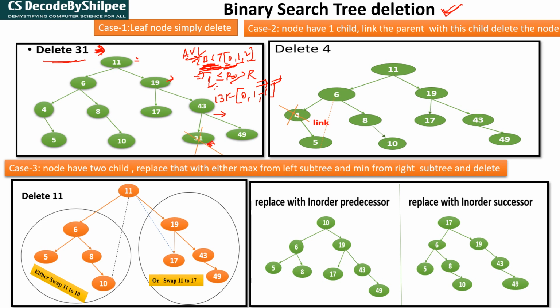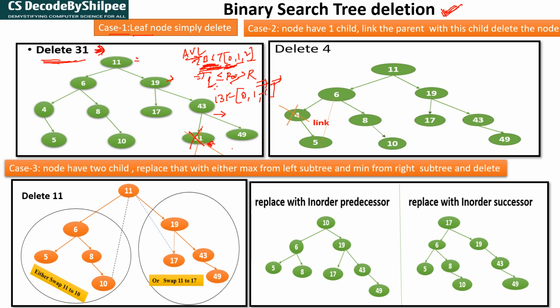Now you have reached 31, but what operation are you performing? You are performing a deletion operation. So what will you do? You have to perform delete. But how do you delete it? Because you are performing binary search tree deletion. Case 1 says that if it is a leaf node, meaning a node with 0 children, we simply delete it. So we simply delete this 31 and we will not do anything else.